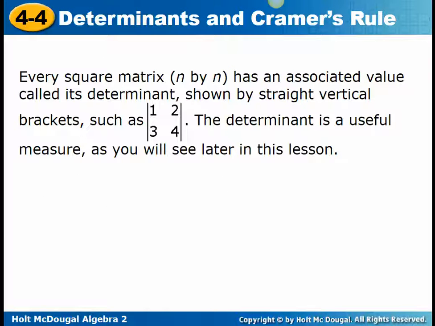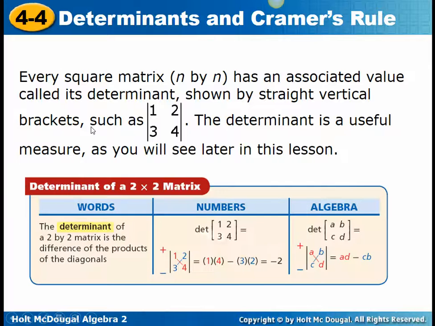So every square matrix, 2x2, 3x3, 4x4, etc., has something called its determinant. And a determinant is shown with these straight line brackets. So instead of the square brackets that shows that you have a matrix, this means determinant. You can find the determinant of a matrix, and we will use the determinant in using Cramer's rule and solving a system of equations.